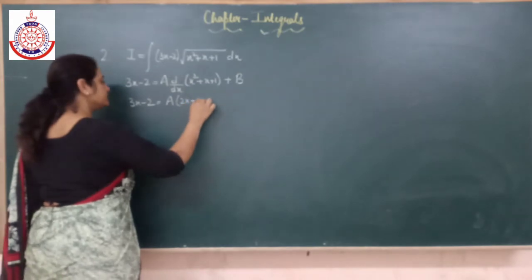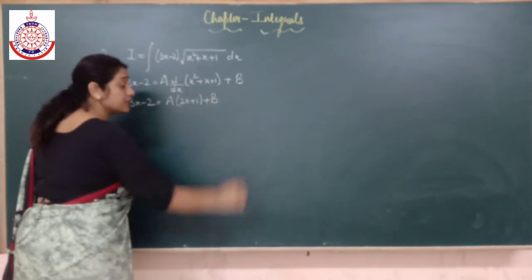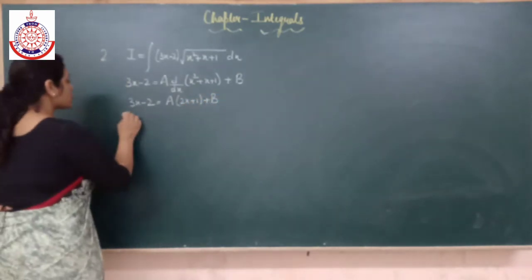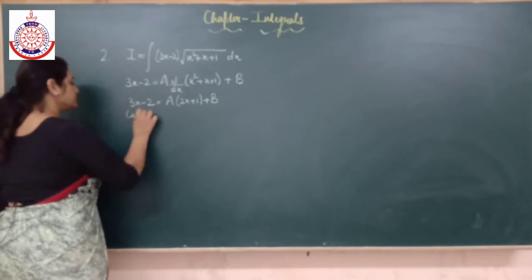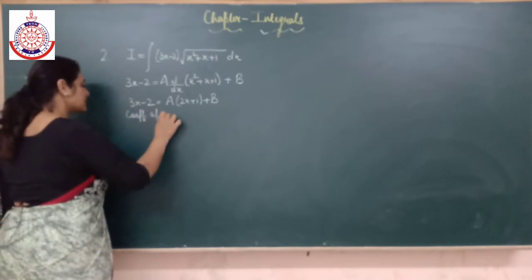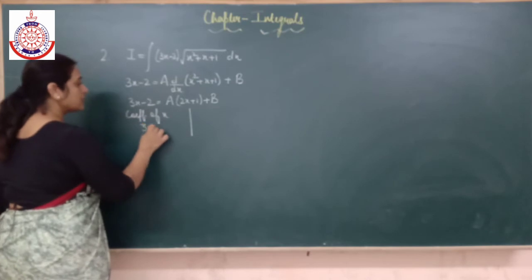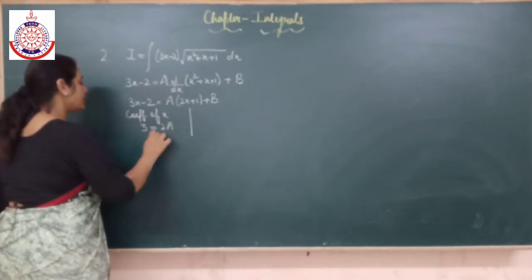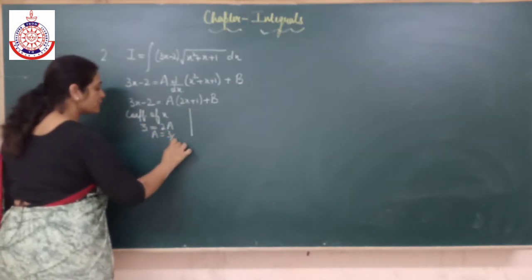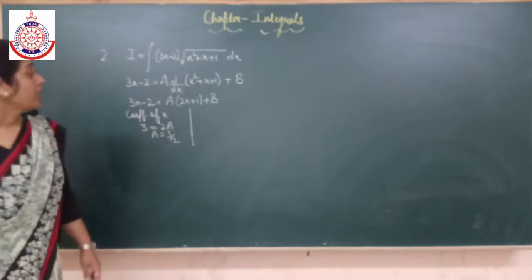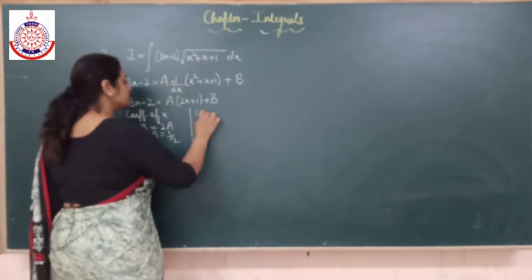2x plus 1. How did we find a and b? The same rule: compare coefficients of x. The coefficient of x is 3 here, and that is 2a, so the value of a we have got is 3 by 2. Clear? Now compare constants.